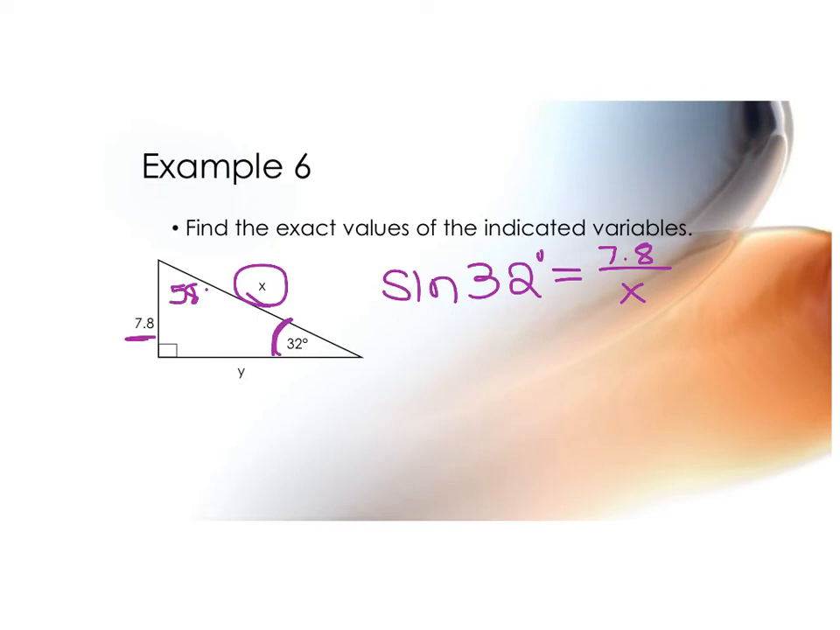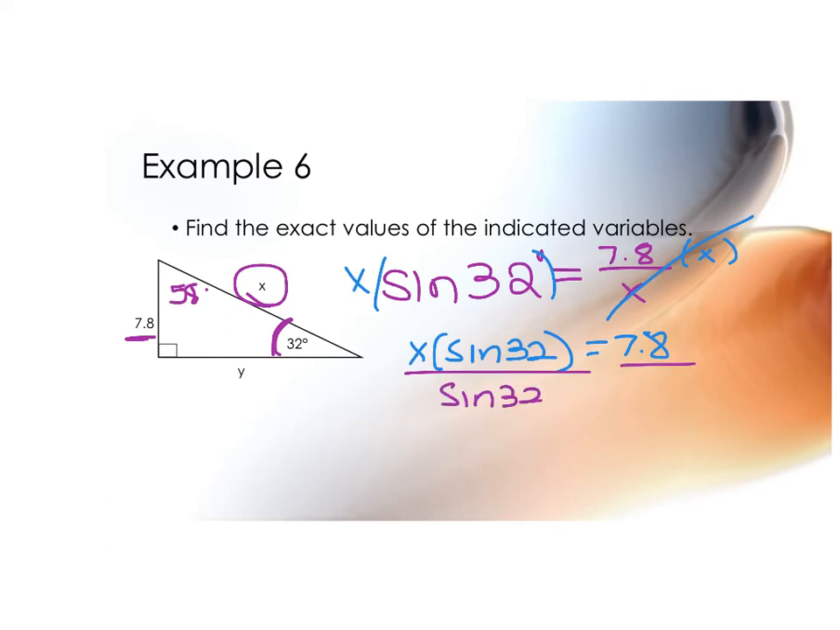All right, so now I want to solve for x, so I can multiply by x on both sides of my equation. The x times sine of 32 equals 7.8. These cancel, and then divide both sides by the sine of 32. And I get x equals, my calculator's in degrees.